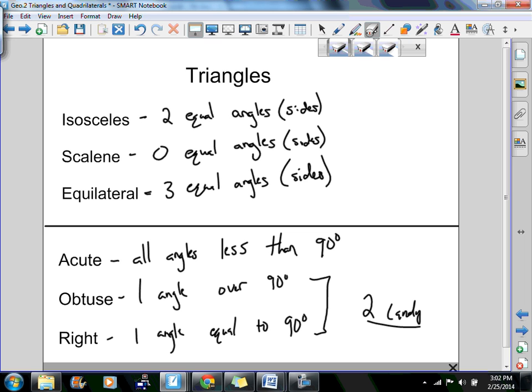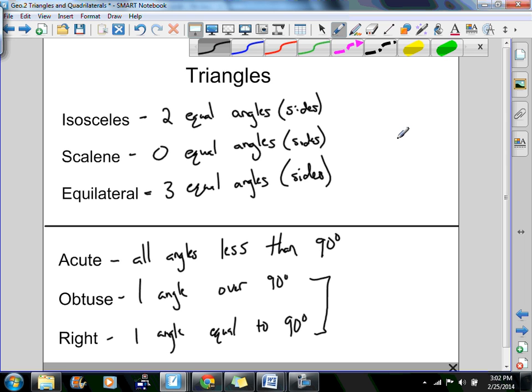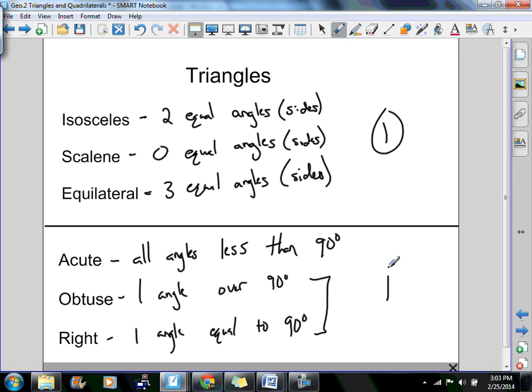Now, for each of these, you can only have one grouping from the top and one grouping from the bottom. So a triangle cannot be isosceles and equilateral at the same time. But a triangle could be isosceles and acute. A triangle could be scalene and right, but it cannot be right and obtuse at the same time. So when we're thinking about things, you'll have one from here and one from here. So a triangle should always have 2 words to describe it.